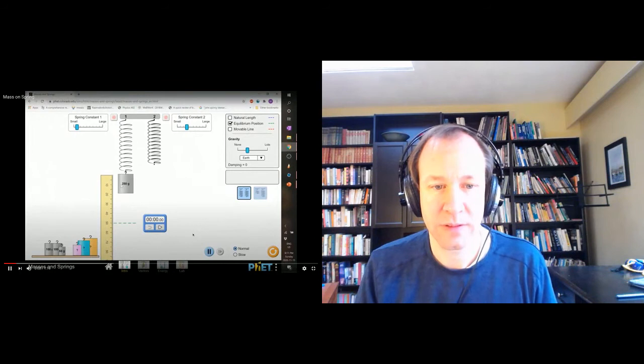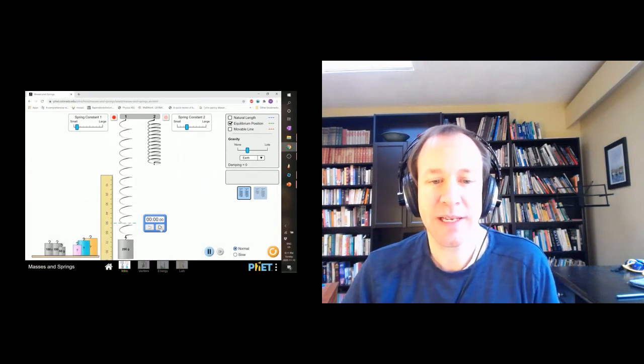Okay, so we're putting a mass on the spring. It looks like it's 250 grams. Okay, and it's oscillating up and down.